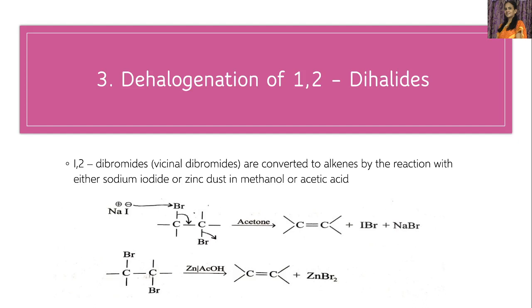In a similar way, instead of sodium iodide, we can also use zinc in acetic acid or zinc in methyl alcohol. Then we get an alkene and this zinc along with two bromines in the form of zinc bromide.